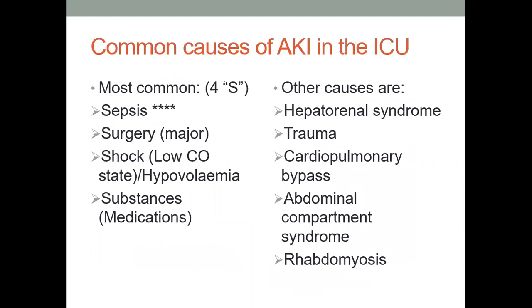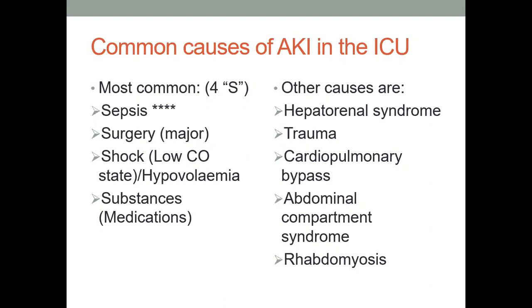So in the ICU, the common causes of acute kidney injury include what I call the 4S, the most common ones. Sepsis is actually the commonest cause of acute kidney injury in the ICU. And the teaching is that the kidneys are the first organs to fail in multi-organ dysfunction. And actually, they are very forgiving. They are the first organ also to recover.